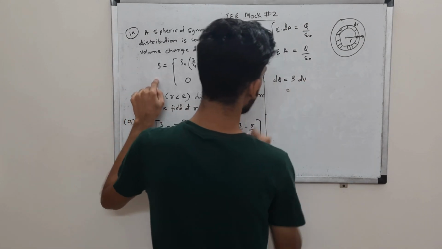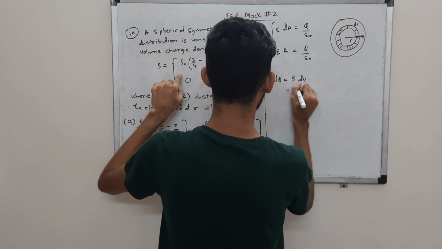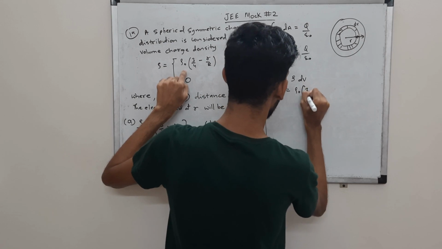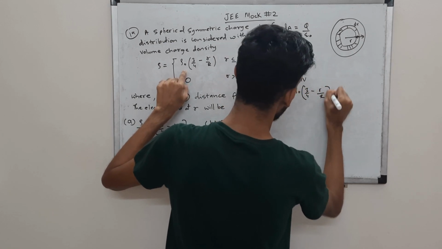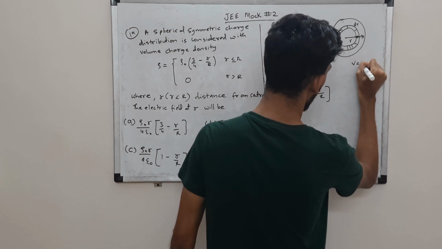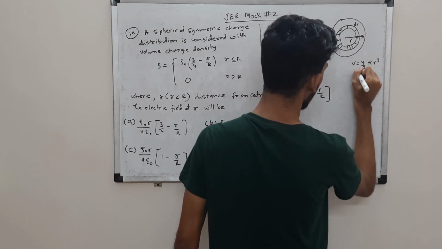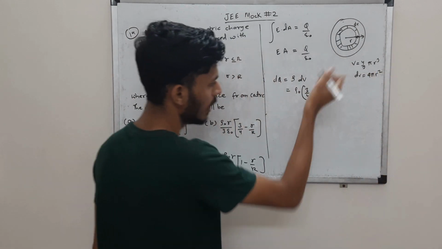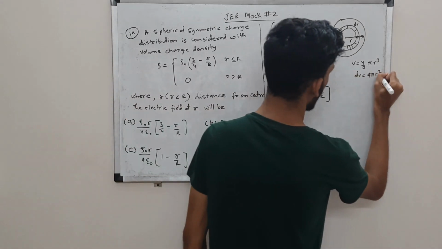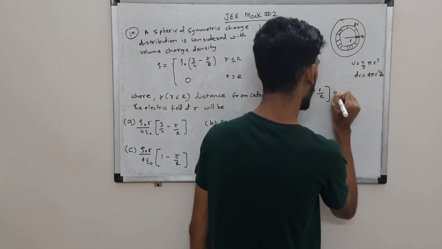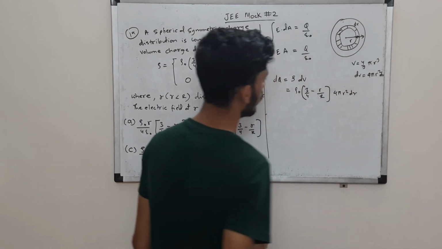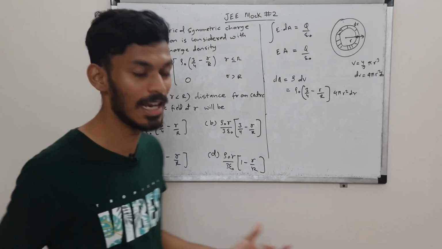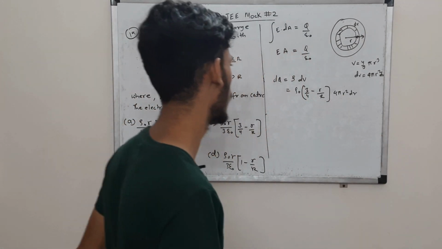Now rho for distances lesser than the radius, since this element is inside your sphere, is given as rho naught (3/4 minus r/R). And what is dV? V is 4/3 pi r cube. So dV will be, take the derivative, 4 pi r square dr. You can verify that. Basically it is the surface area times the thickness. Volume is area into thickness, right? So area into thickness.